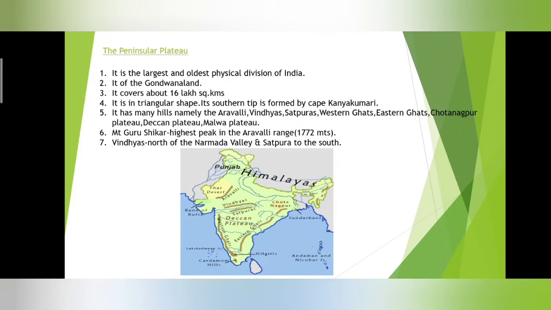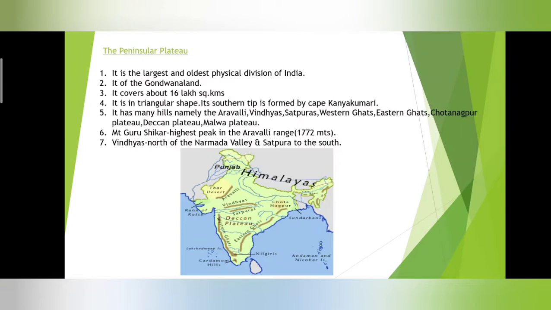Next, let us discuss another physical division, that is the peninsular plateau. We have already discussed the northern Himalayas, then the North Indian Plain, now the peninsular plateau. This peninsular plateau is the largest physical division of India and also the oldest physical division and land mass of India.